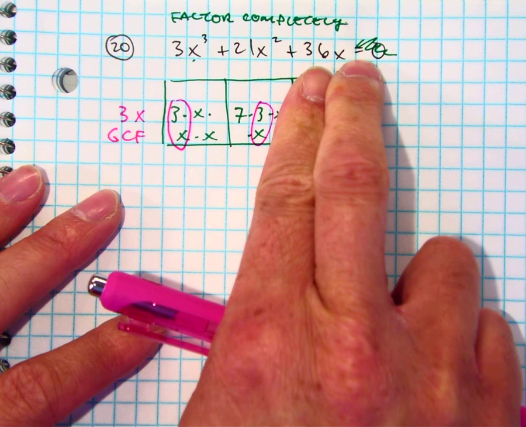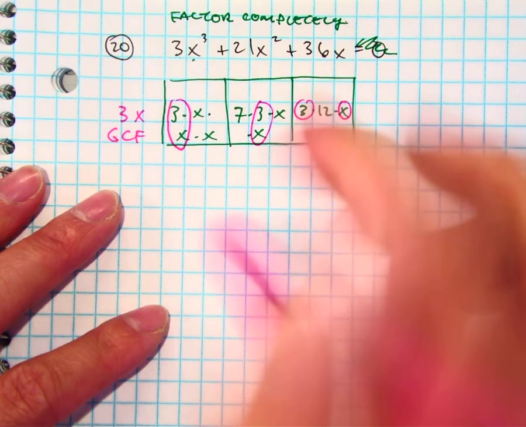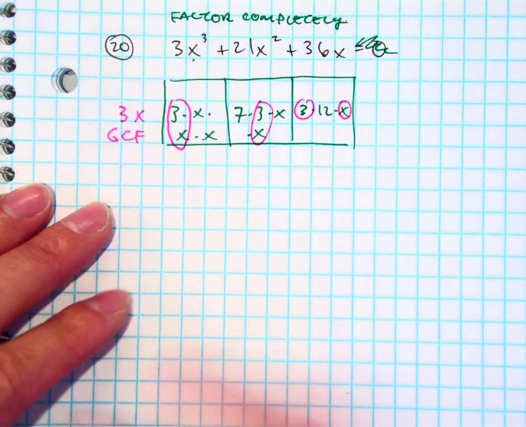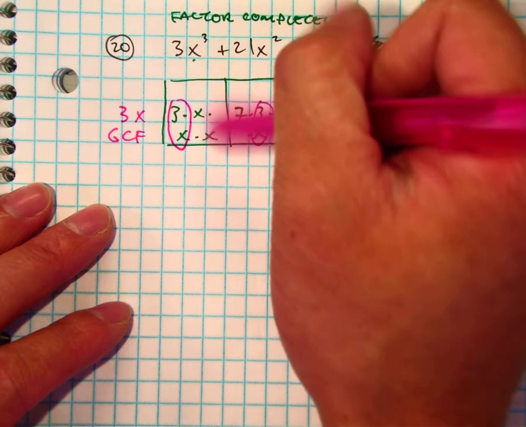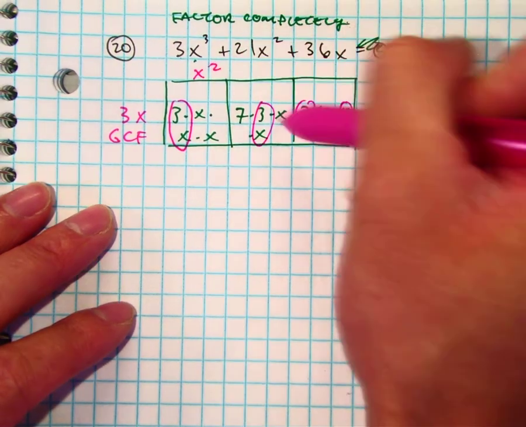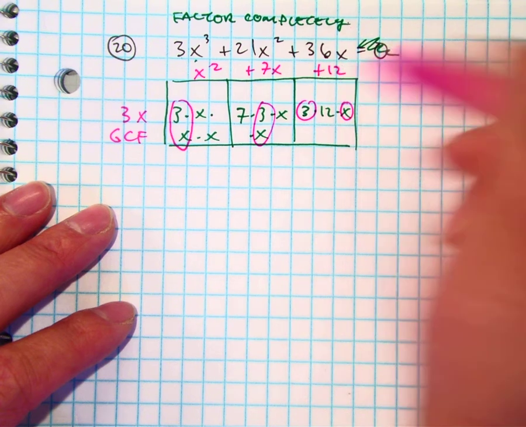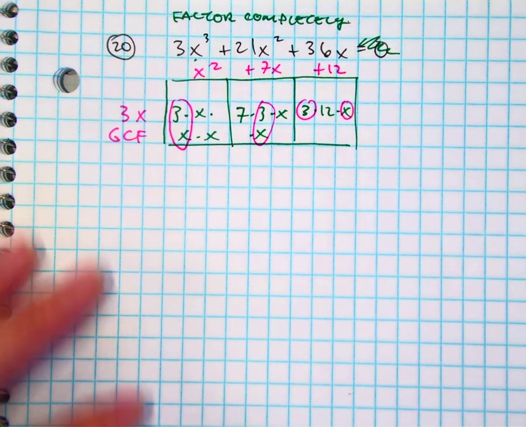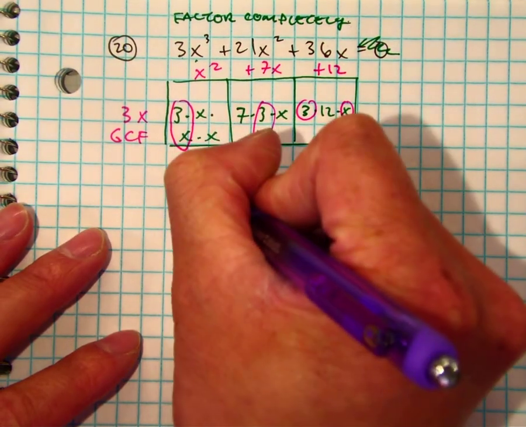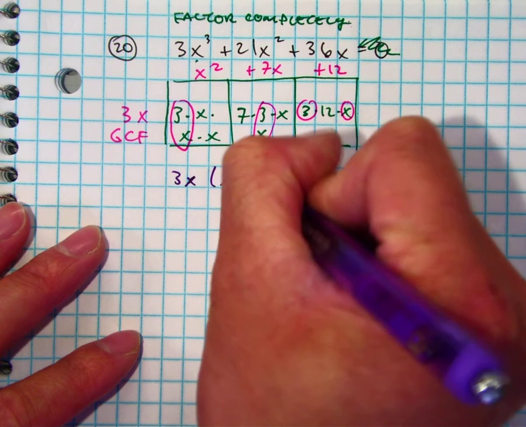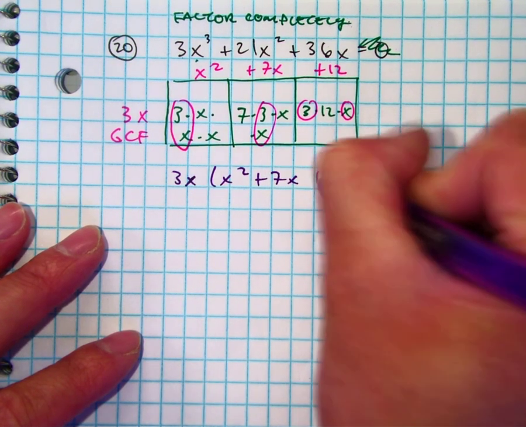Now, if it only happens for 2 of the 3 boxes, it's not a common factor for each of them. Does that make sense? And then now I'm just going to copy what I didn't circle. I have x squared plus 7x plus 12. So now I have 3x times x squared plus 7x plus 12.